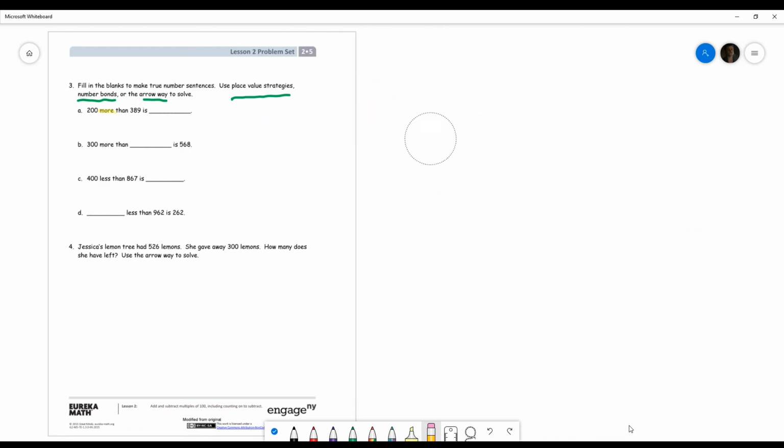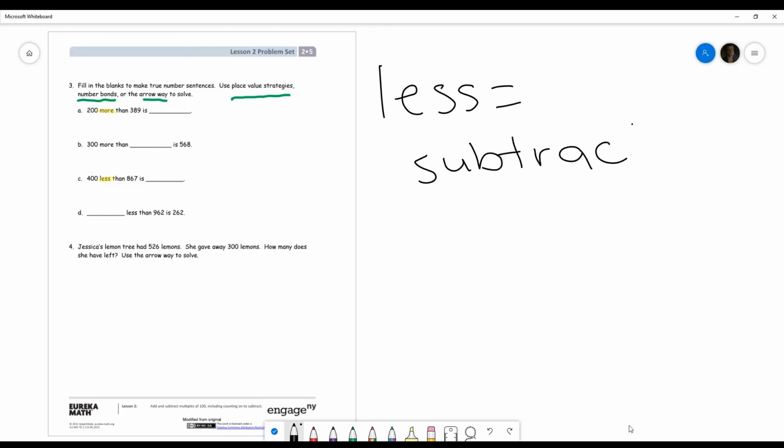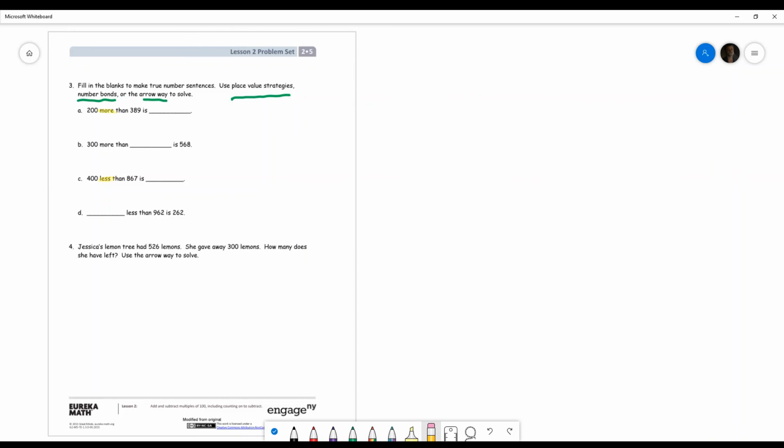Now, I'm not going to do any more problems in 3, but I want you to make sure you pay attention to the key phrases or key words that let you know if you're adding or subtracting. So I just went over more means to add, but look at here. We have less than. Less equals subtraction. Less is another word for subtraction. Take away is another word for subtracting. So just look at those key words.